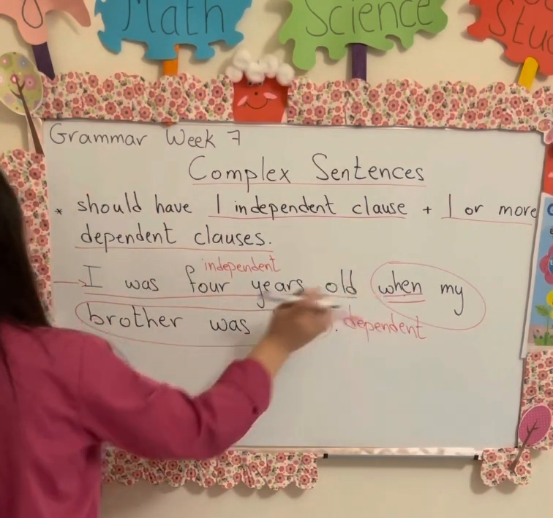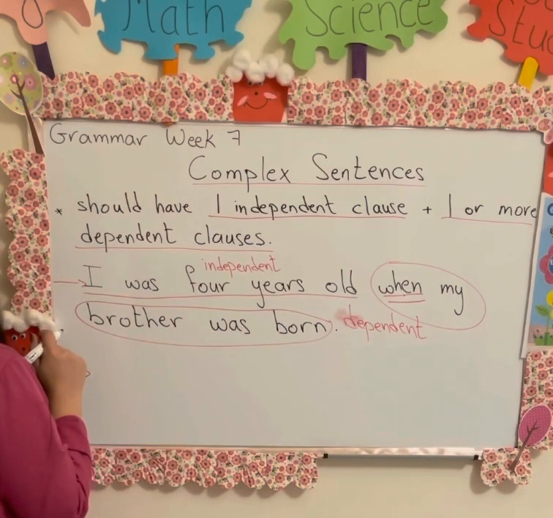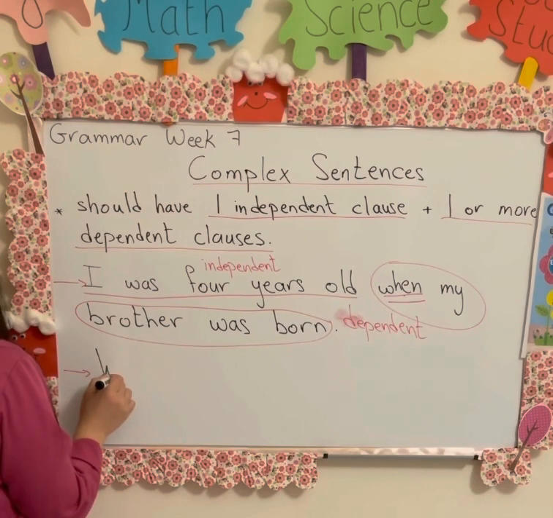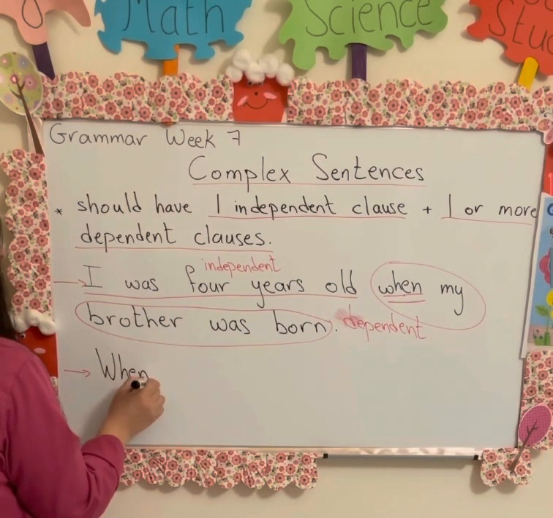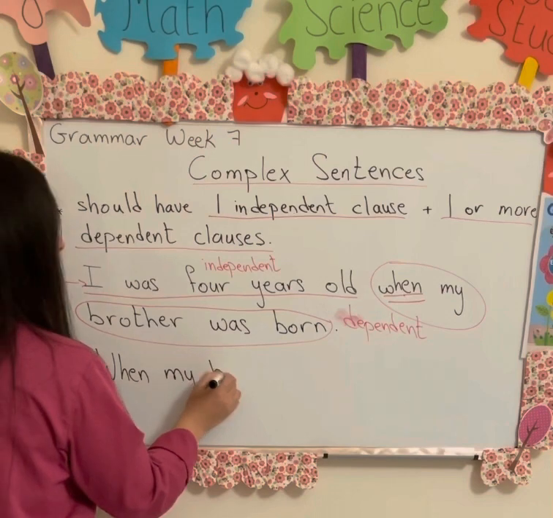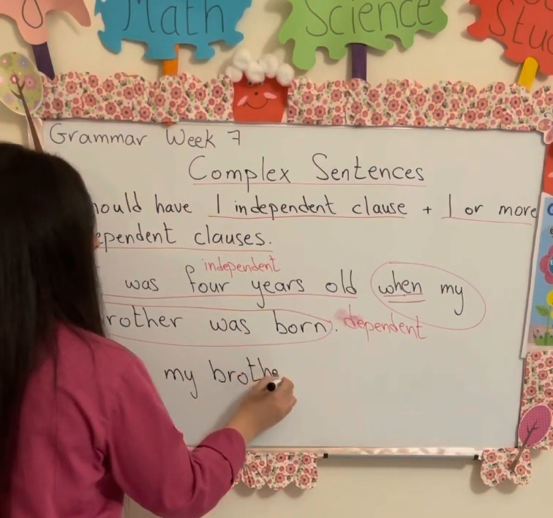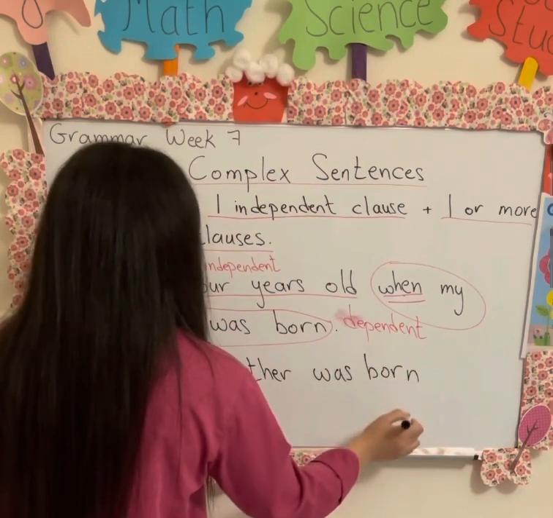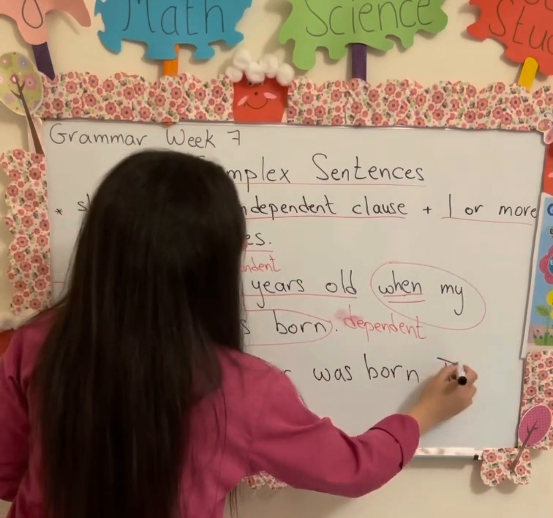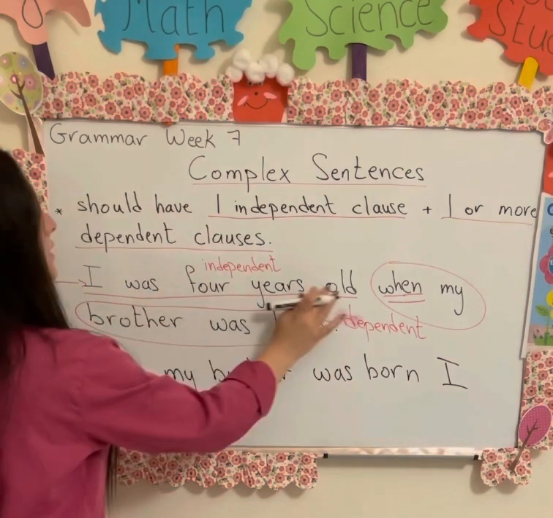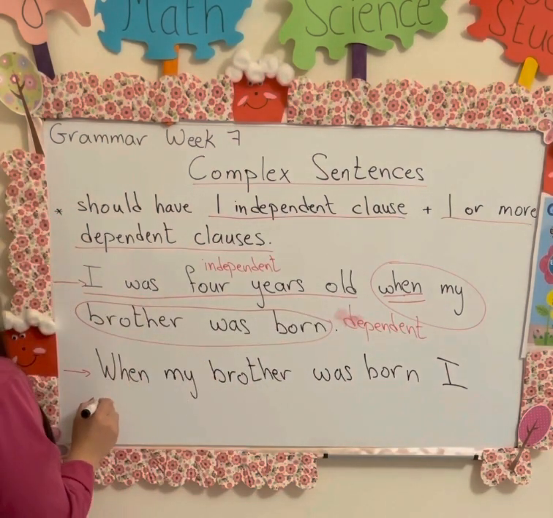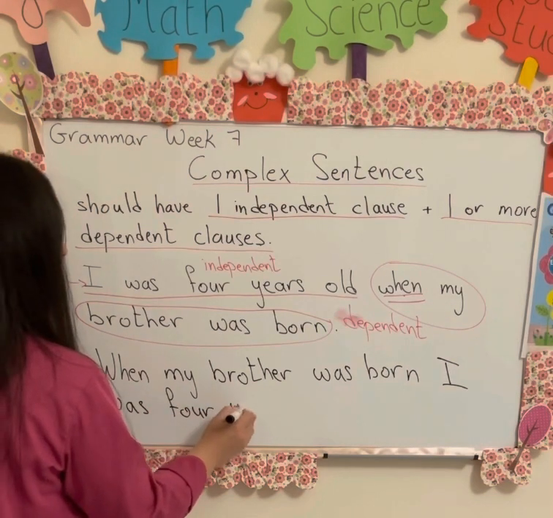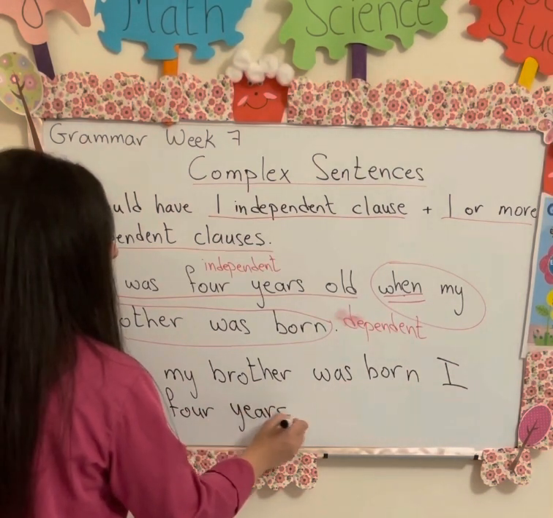Let's start with the dependent clause. It begins with the subordinating conjunction, which is "when." So we should capitalize the W. "When my brother was born," now we should write the independent clause: "I was 4 years old."